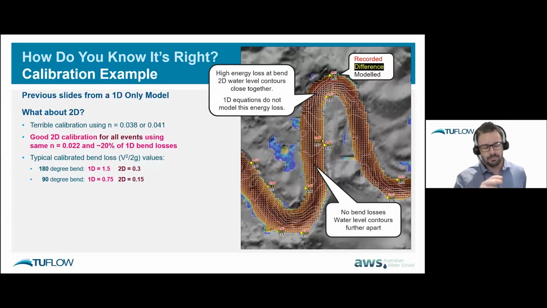Now, to convert that model to 2D, they also had to put energy loss inputs into the model, because the 2D solution is only accounting for energy losses in the horizontal, not in the vertical. But it's worth noting that those energy loss values were significantly less. So you can see there for the 180-degree bend, the 1D solution required an energy loss value of 1.5, and for the 2D, a value of approximately 20% of that, or down to 0.3 V squared on 2G was required, and half that number for the 90-degree bends.